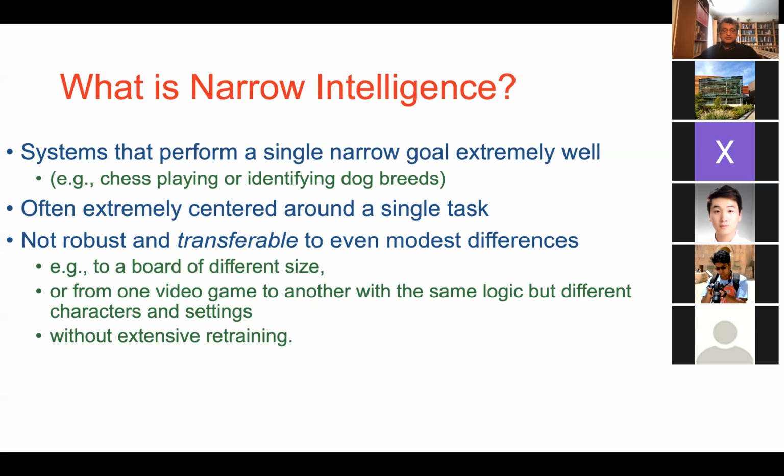And they are not robust and transferable to even modest differences. So if I say, what about chess on a board of a different size? Or what about moving from one video game to another with the same logic, but different characters and settings? You should be able to do that without extensive retraining, all right? So narrow intelligence cannot do these things.